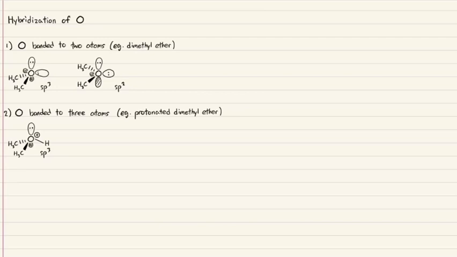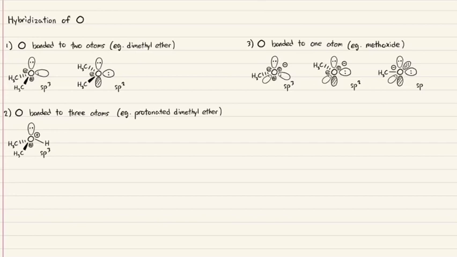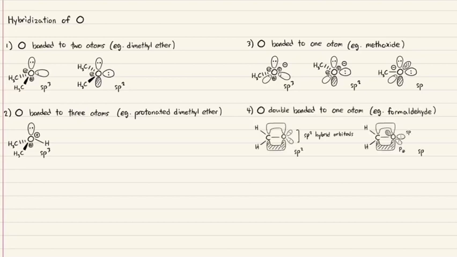Situation 3 is when an oxygen atom is bonded to only one other atom, as in methoxide. In this situation, the oxygen atom can be sp3, sp2, or sp hybridized. Here are the orbitals drawn that support this ambiguity. Finally, situation 4 is when an oxygen atom is doubly bonded to one other atom, as in formaldehyde. Here are the orbitals drawn that support this ambiguity.